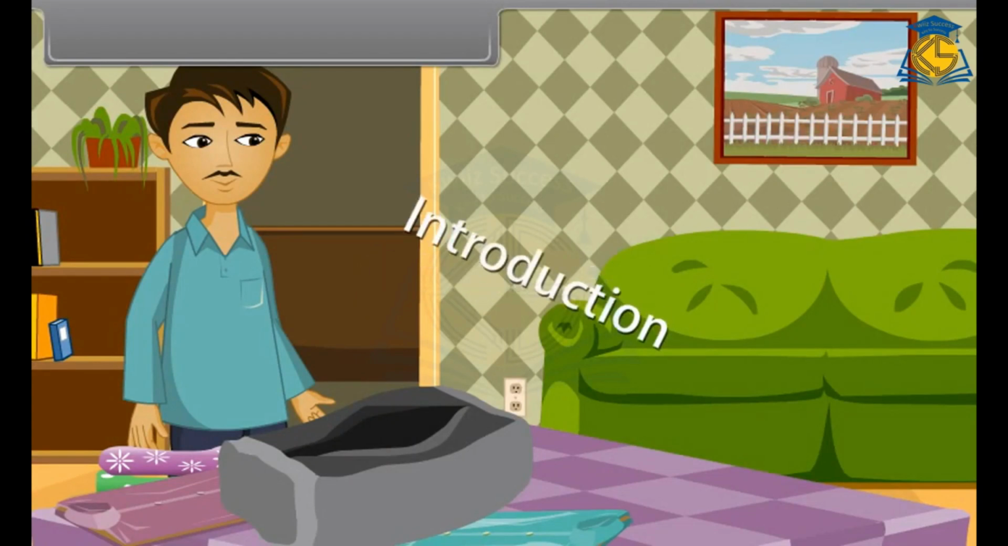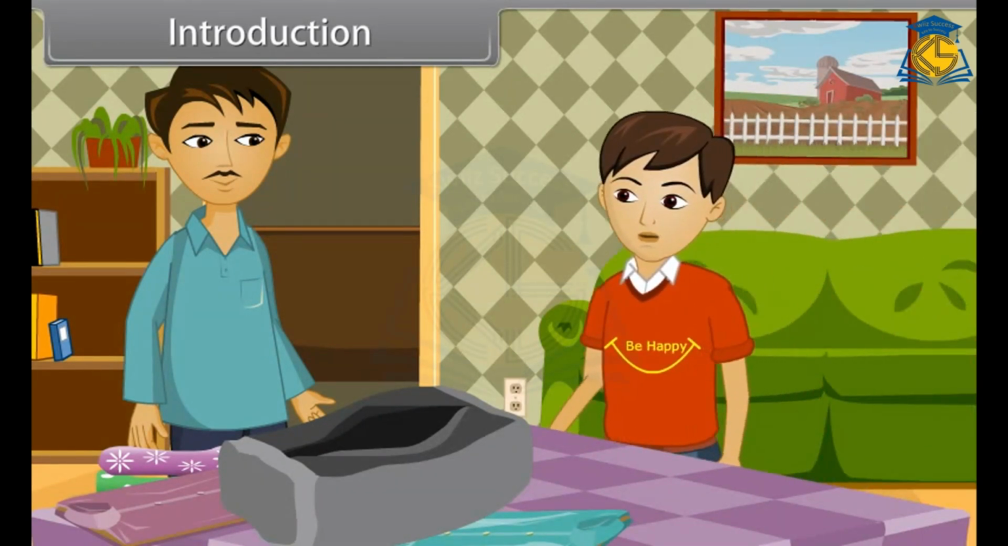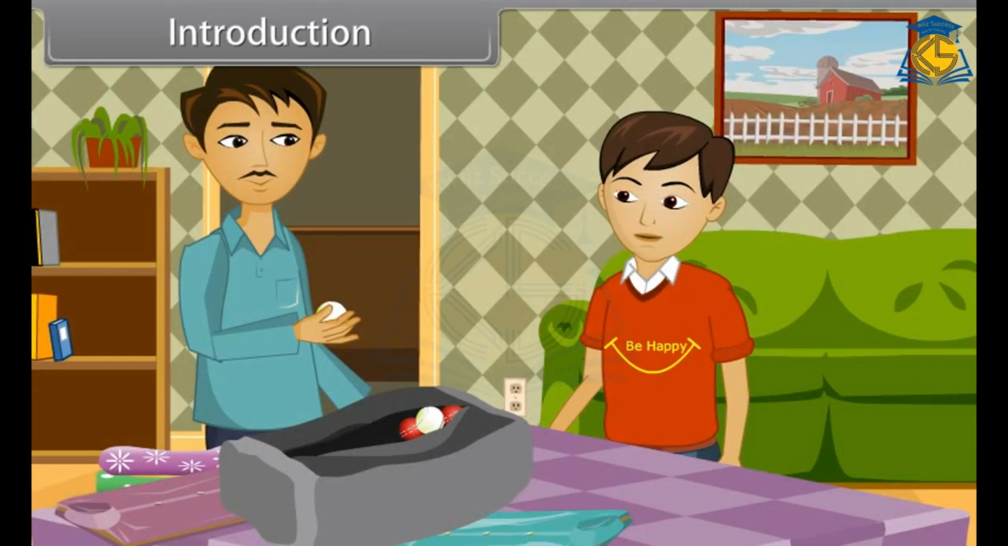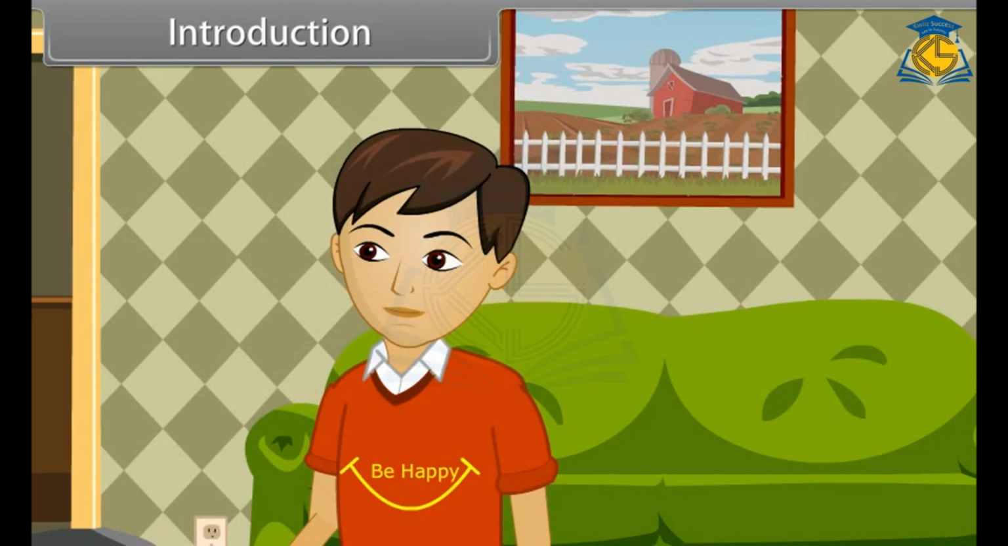Introduction. Come on, son. Hurry up. We need to pack many more things. Yeah, I'm coming. Please pack my 3 red and 2 white balls. Okay, give them to me. No, white one this side and red one in the middle. Come on. Are you trying to arrange them in different orders? Yeah, I was doing it, but I don't know how.